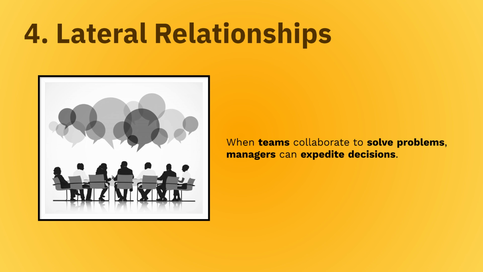The fourth and final strategy is to build lateral relationships. By encouraging direct collaboration within and between teams, issues get resolved faster by the people who are actually doing the work, rather than escalating issues up the chain of command for endless approvals.